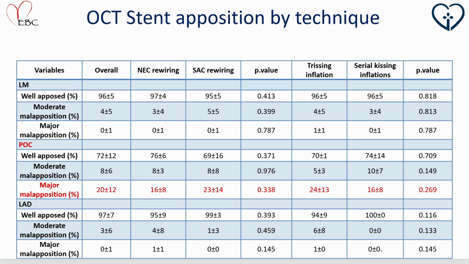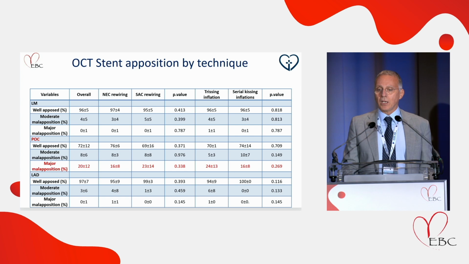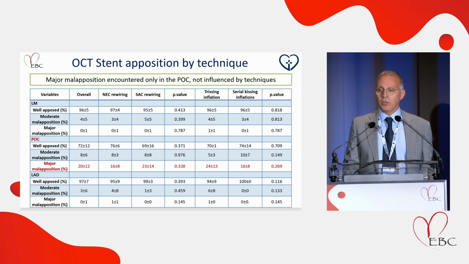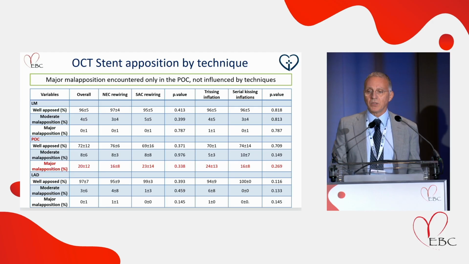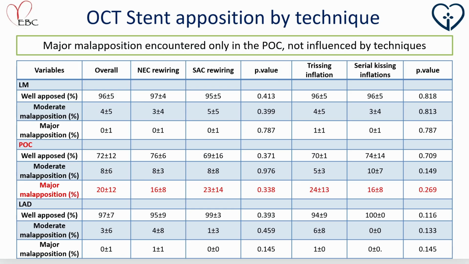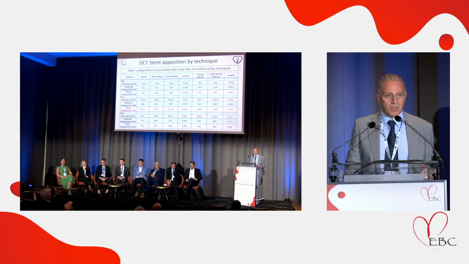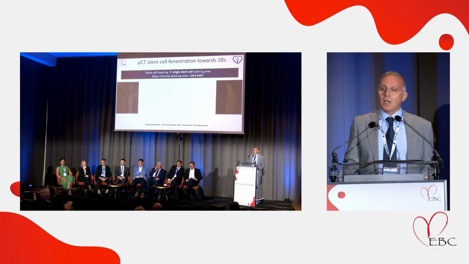Regarding the OCT stent apposition, what we found is that the measured malapposition was encountered sometimes only in the polygon of confluence and was not influenced by the technique. Let's imagine that at the level of the polygon of confluence, the vessel really becomes bigger, much bigger than the 5 we have in the proximal main vessel. So in that area, it is possible that there are some struts that are malapposed.